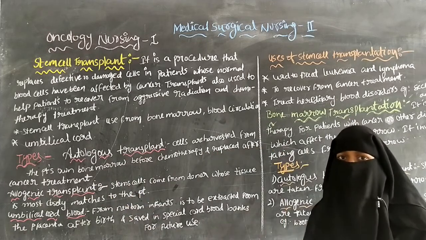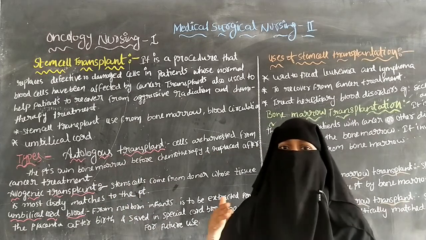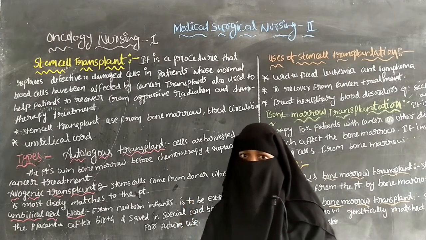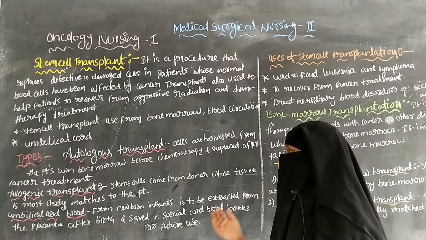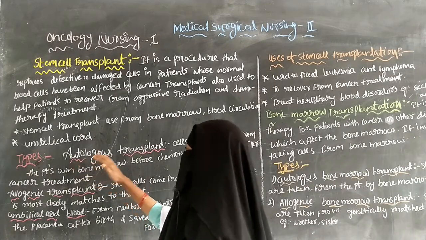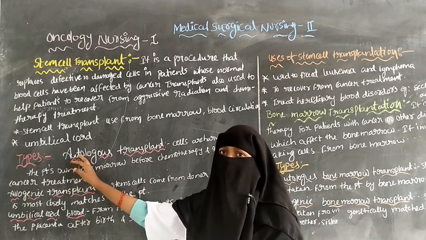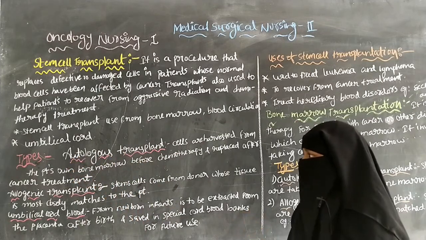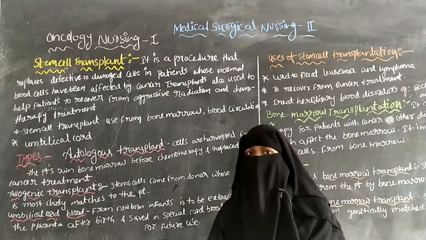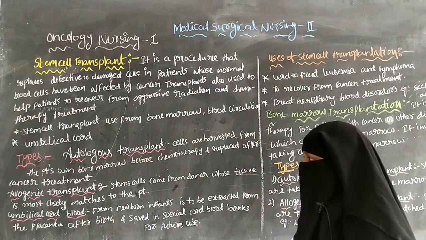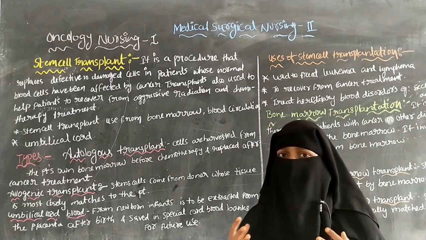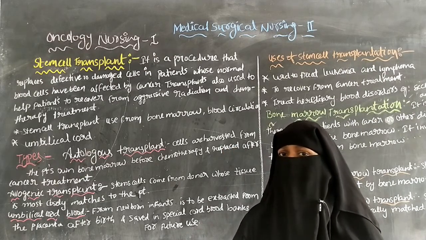So after the chemotherapy and the radiation therapy, the stem cells can be transplanted in autologous transplantation. In this autologous transplantation, auto means self. From the patient's own bone marrow itself we can collect the stem cells. Harvest means we can collect the healthy stem cells from the patient's own bone marrow.